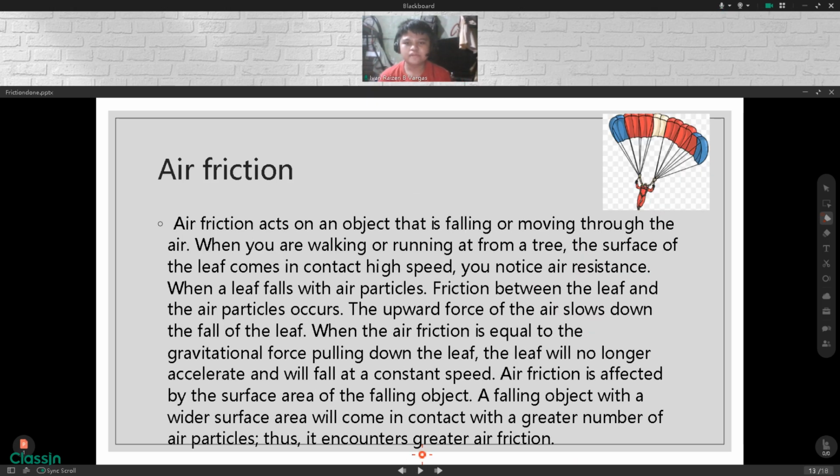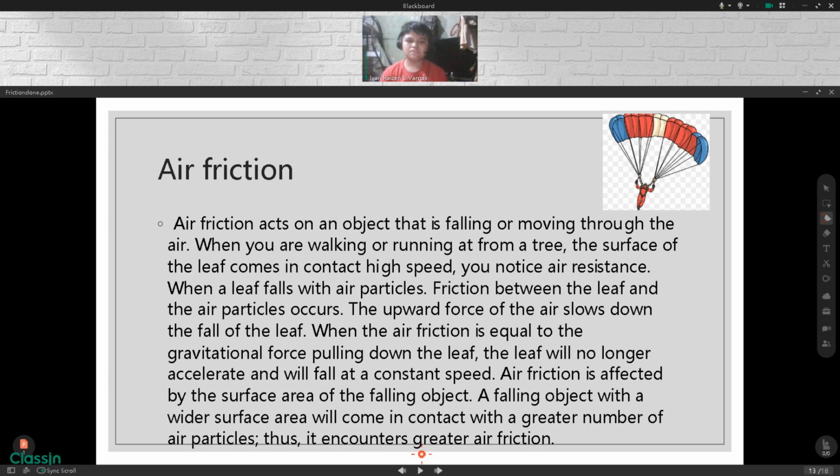Air friction. Air friction acts on an object that is falling or moving through the air. You notice air resistance when a leaf falls from a tree. The surface of the leaf comes in contact with air particles at high speed. Friction between the leaf and the air particles occurs. The upward force of the air slows down the fall of the leaf.